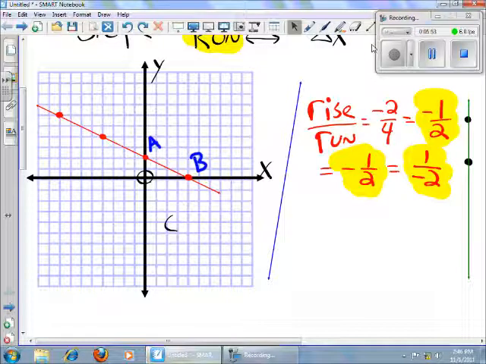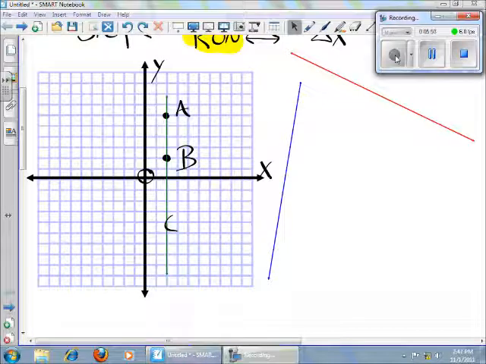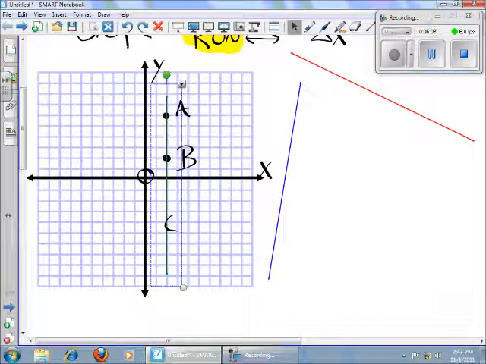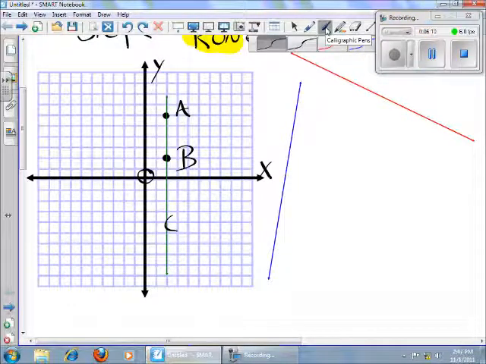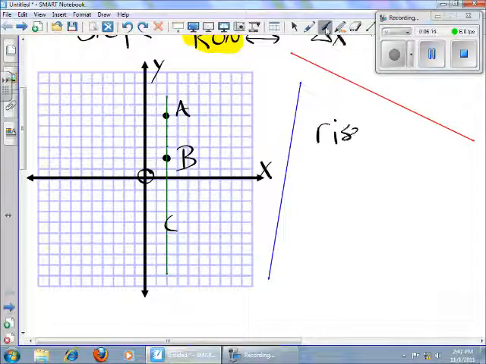Okay, so let's try a little bit of a harder one here. It's actually not a harder one. You just have to count. As I move from A to B, well, this time I'll tell you what, I'll move from B to A. I will count my rise. I go 1, 2. Ooh, it's not working. Hold on. I will go 1, 2, 3, 4. So therefore, my rise number is 4.